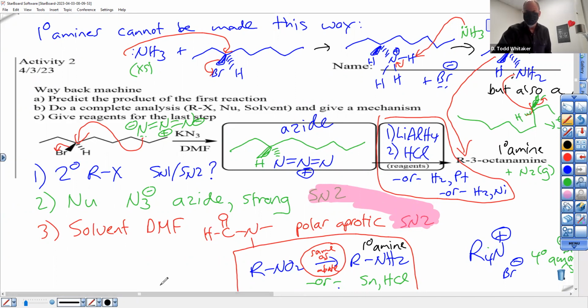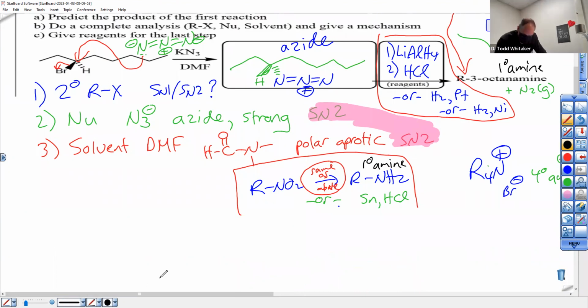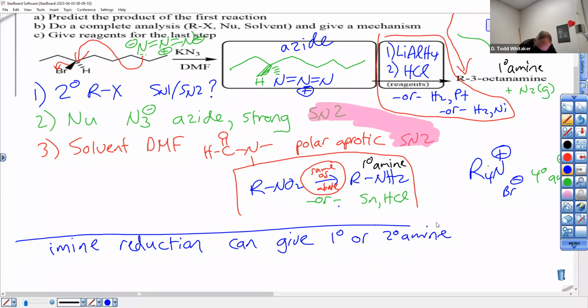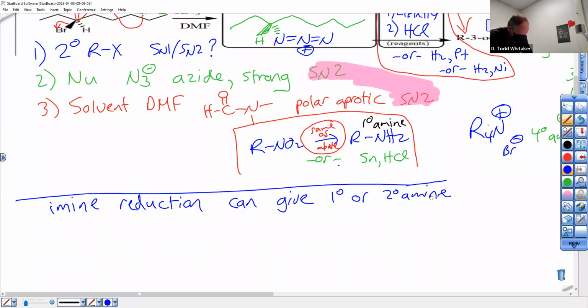So since we're on this page, it's going to be all about primary amines now. And let's review. Imine reduction can give primary or secondary amines. It just depends on which structures you're reducing.